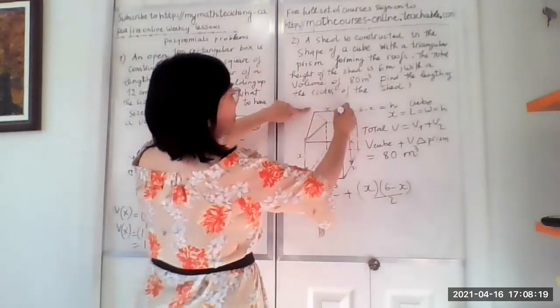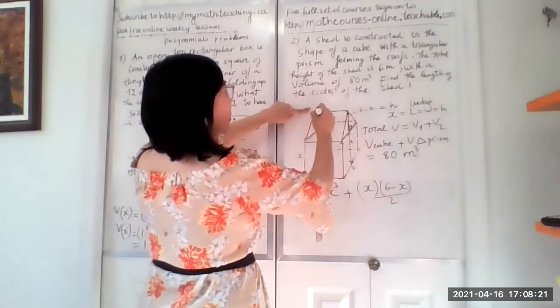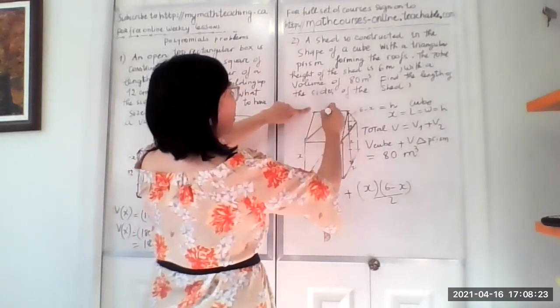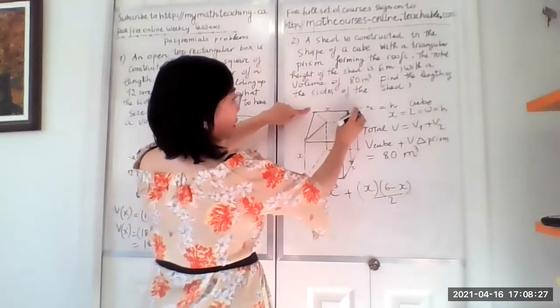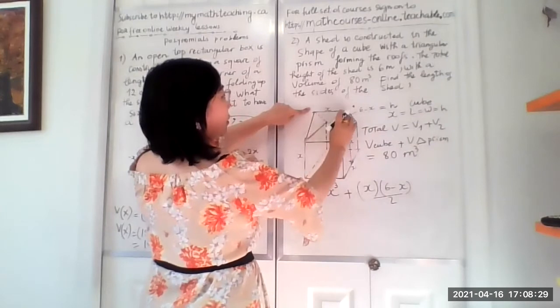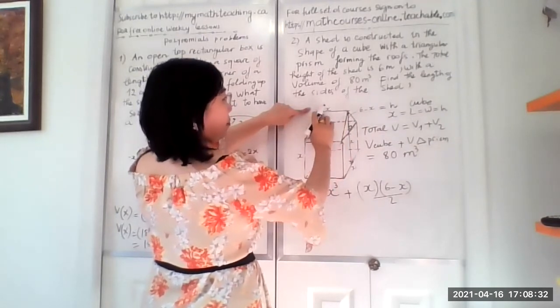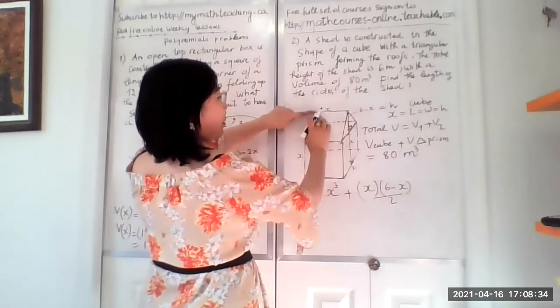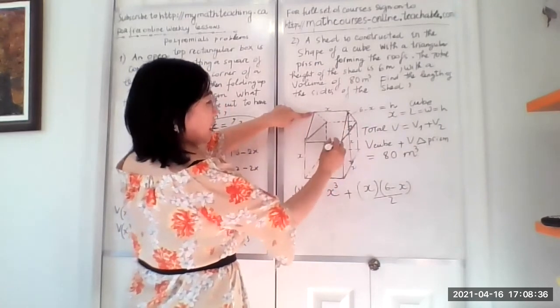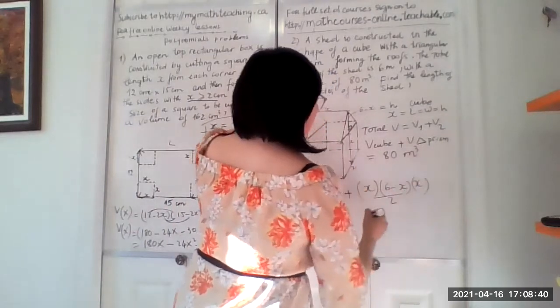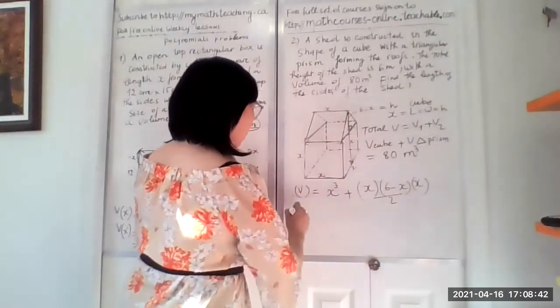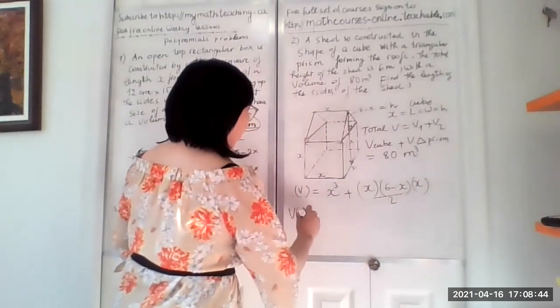And all of this will be times the length of the prism all the way from here to here, right? So we find the area of one triangle face times the length of the prism. And the length of the prism from here to here is the same as this length, right? So therefore, we times with x again. So that is the whole total volume, right?